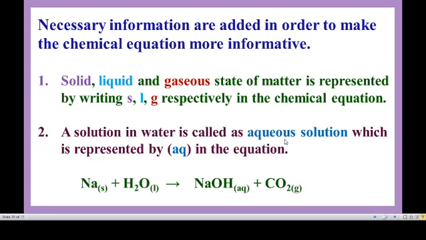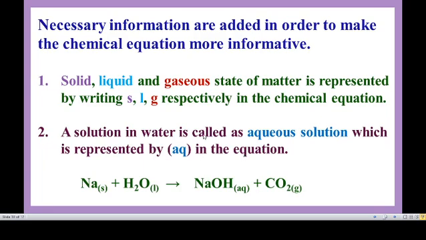So if it is an aqueous solution, it should be indicated within the bracket. AQ should be indicated within the bracket. And carbon dioxide is a gas, so small g is indicated within the bracket. So for solid, small s is used. For liquid, small l is used. For gaseous state, small g is used. If it is an aqueous solution, we need to use AQ. So everything should be enclosed within a bracket.